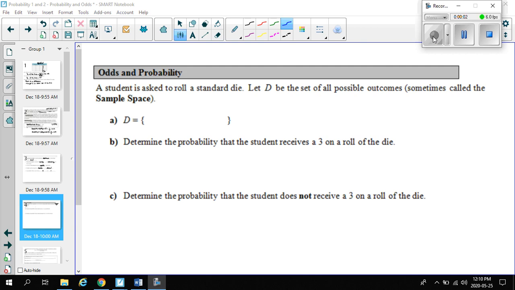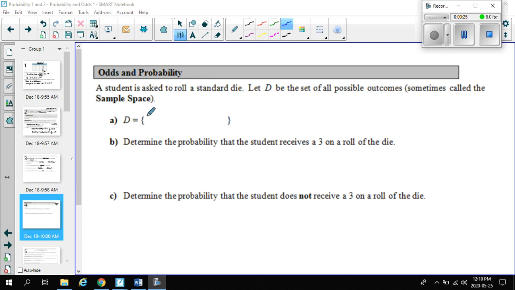All right, Math 30s, this is lesson 2 from the probability unit. So it's called odds and probability. The first question says, a student is asked to roll a standard die, so that's a regular die. Let D be the set of all possible outcomes. We'll sometimes call that the sample space. So this is all the things that could happen if they rolled the die.